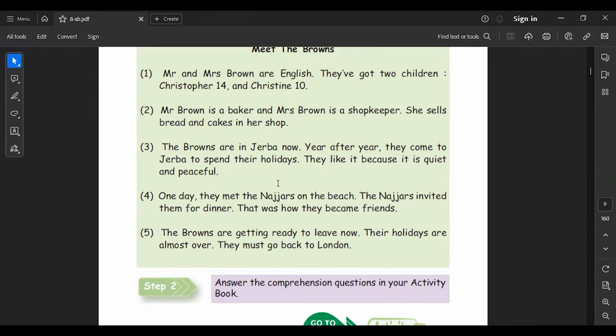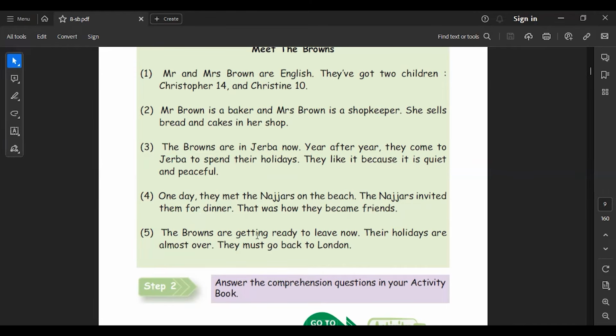So here we have the Najars, okay, and they are as important as the Browns. As important as, okay, that is a comparative. So the Najars invited them for dinner. That was how they became friends. So when they met on the beach, the Najars invited the Browns for dinner.